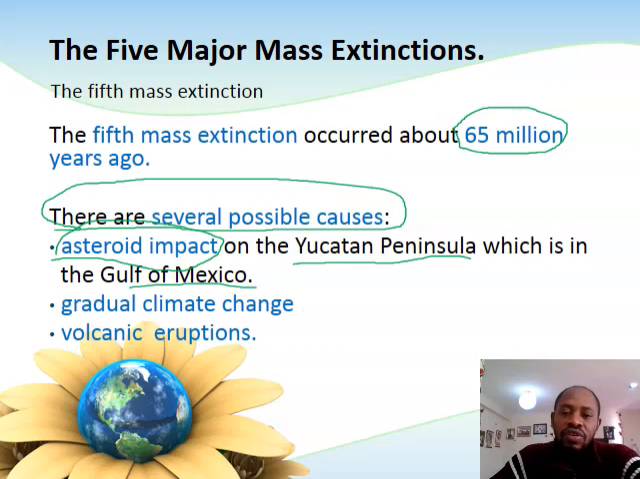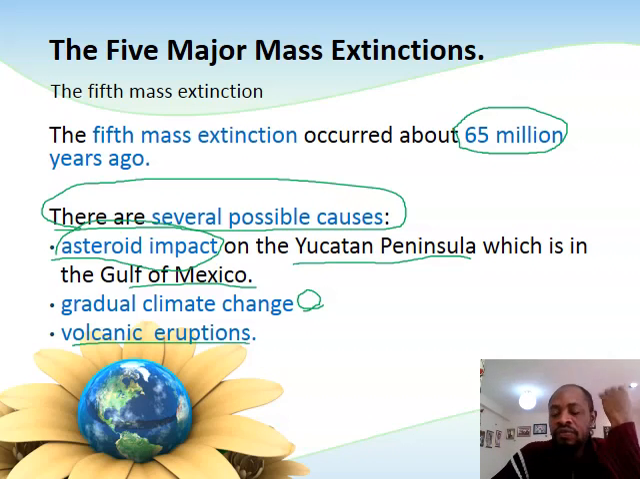Or it could have been caused by a gradual climate change. And organisms had their climates around them changing to levels that they could not cope with and died massively. Or it could have been due to volcanic eruptions, which again could bring global warming or create layers of ash in the air that would prevent sunlight from reaching the earth for a couple of months, such that organisms around that area would be dying massively.